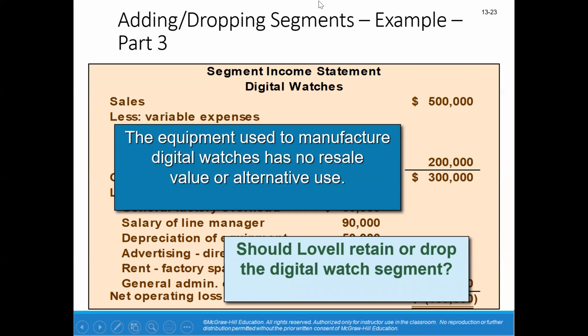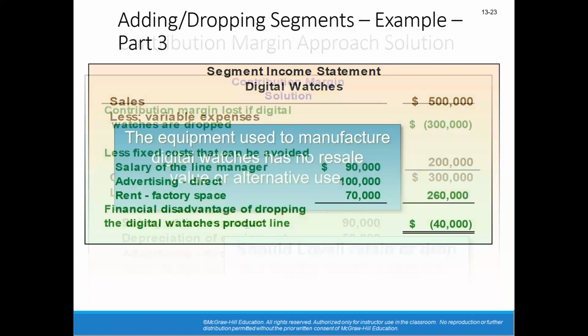In that case, the equipment used to manufacture the digital watches has no resale value or alternative use. What do you guys think? Should Lovell drop this line? I don't think so.